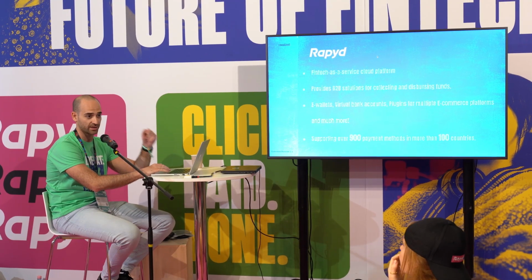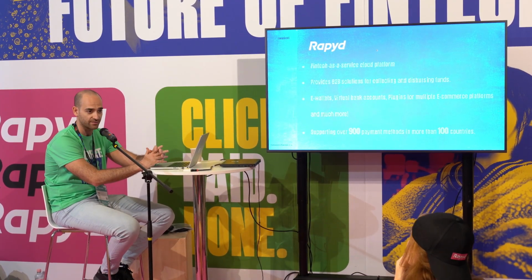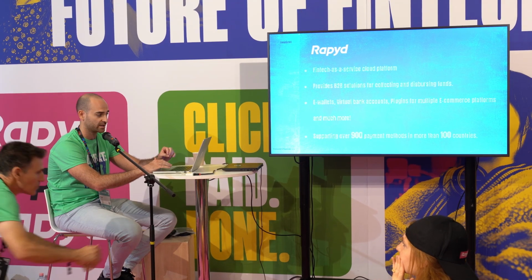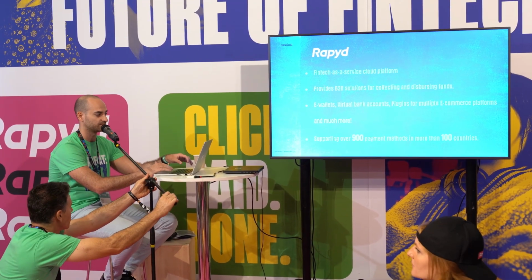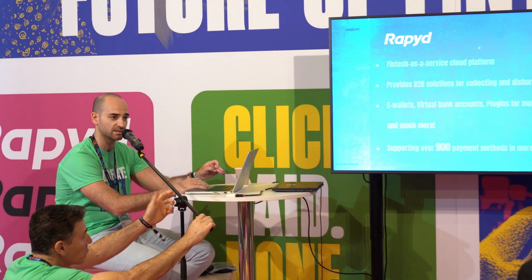A few words about the company. Rapyd is a fintech-as-a-service cloud platform that provides B2B solutions for collecting and dispersing funds, e-wallets, virtual bank accounts, and plugins for multiple e-commerce platforms, and so on. We operate in more than 100 countries and support more than 900 payment methods.